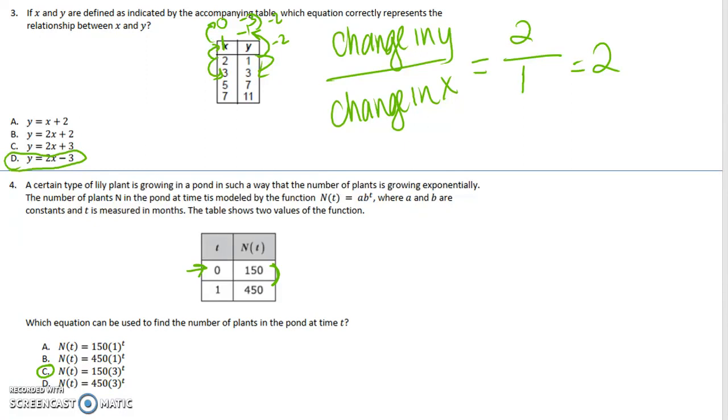Well, my exponent is 1, so t changed by 1, right? So now I need to figure out, okay, well, 450 divided by 150. So 450 divided by 150. That's 3. So my factor that it's increasing by is 3.